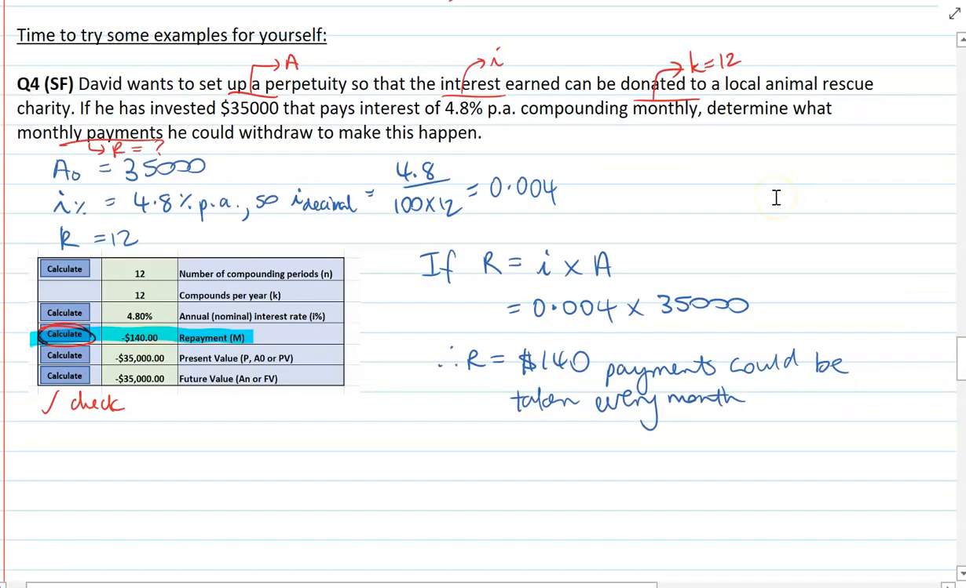Okay, how did you go? Let's look at the first question. We've got good old Davo. He wants to set up a perpetuity, and considering he invests $35,000 that pays interest of 4.8% per annum compounding monthly, we need to figure out the monthly payments he could withdraw. So we're just plugging those values into our given perpetuity formula and verifying with the TVM calculator that he could take out $140 every month in order to maintain that balance indefinitely.